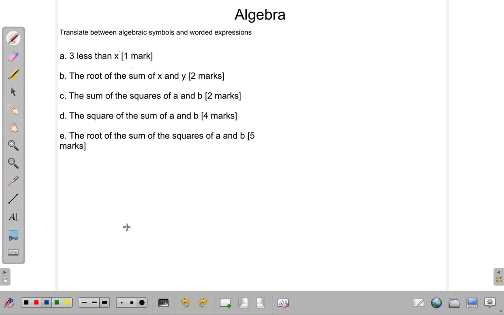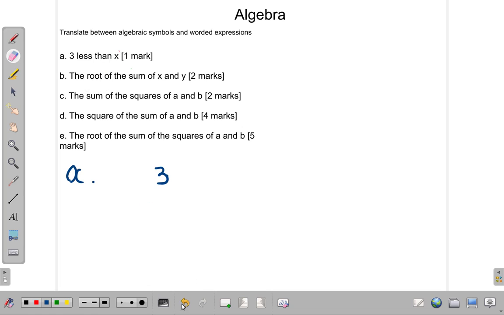A. What A says is that you must write down 3 less than x. If you have 3 less than 10, it means you have 10 at first and then you have 3 less. 3 less than 10 would be 7, right? So 3 less than x would be x minus 3, just like 3 less than 10 would be 10 minus 3. You cannot put 3 minus x though, because this is saying x less than 3. Alright, so if you had that, you would have 1 mark so far.